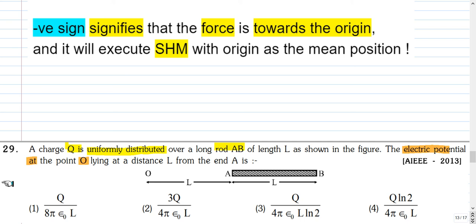This is the next question. A charge Q is uniformly distributed over a long rod AB of length L as shown in the figure. The electric potential at point O at a distance L from A is.